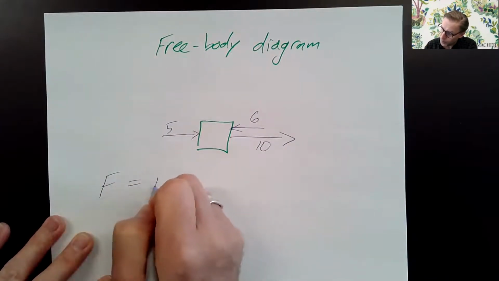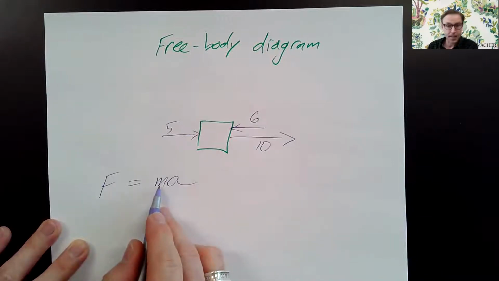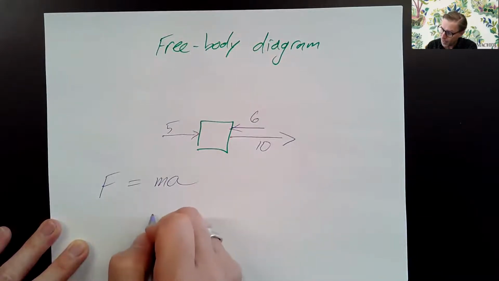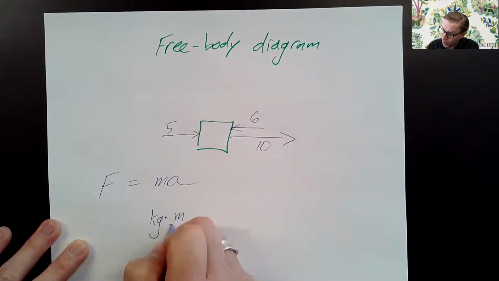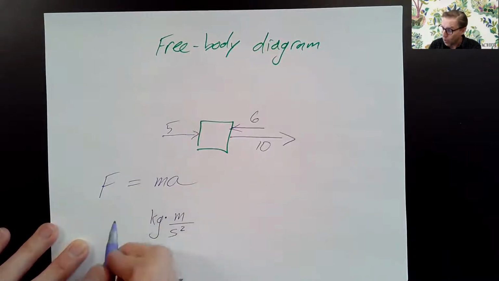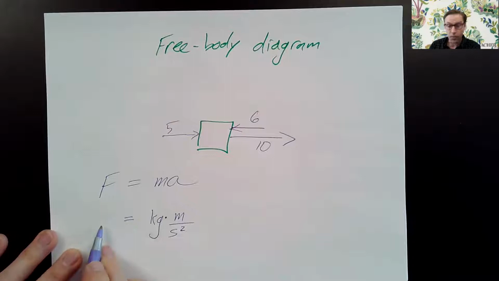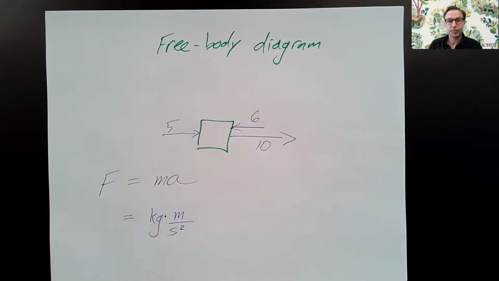F equals ma. So that's one of the ways we can write Newton's second law. What is the unit for mass? The unit for mass is the kilogram. You knew that. What is the unit for acceleration? It's meters over seconds squared. You knew that. We talked about that in previous videos when we defined acceleration. So what's the unit for force? Well, the unit for force is kilograms times meters per second squared.